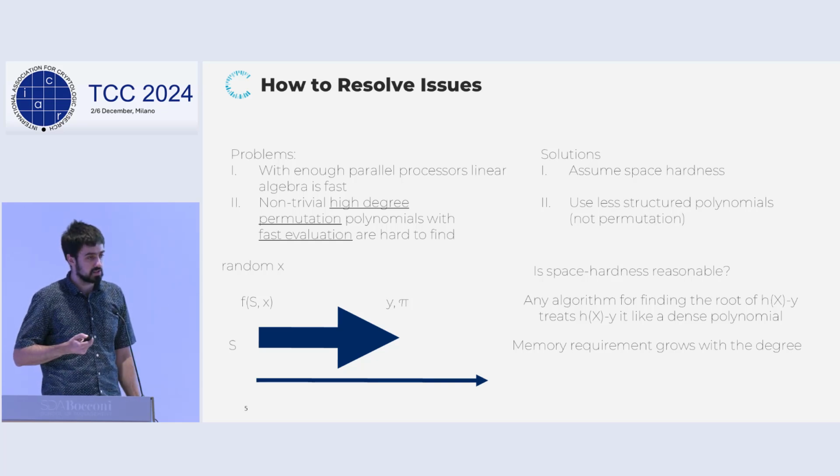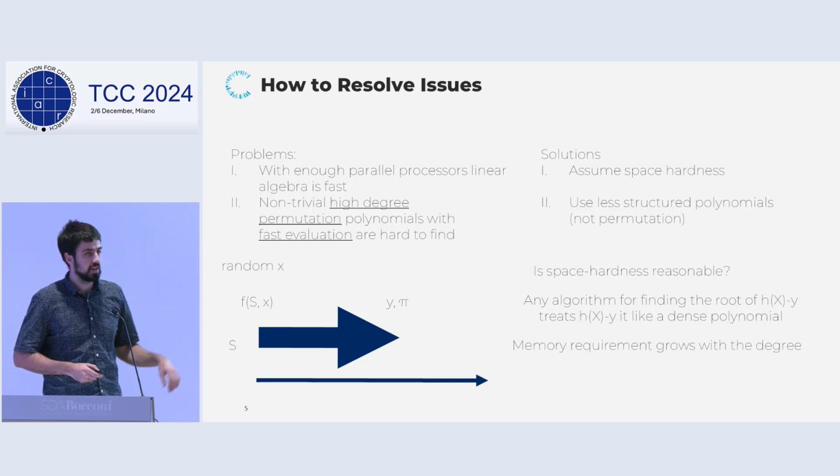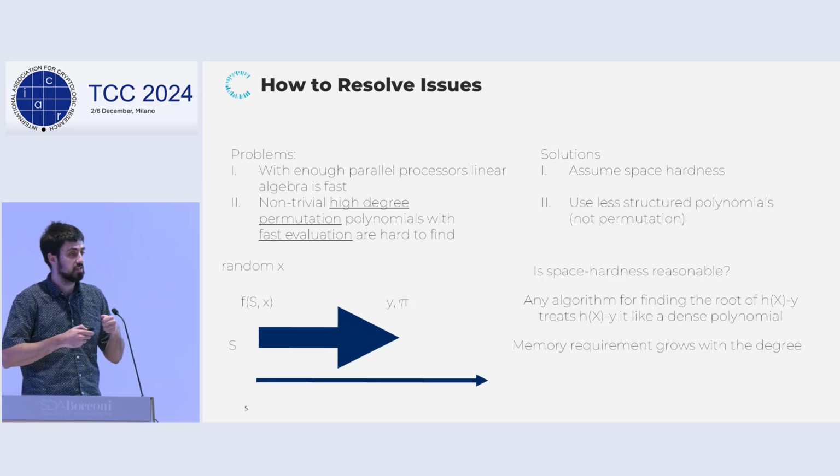Any algorithm that we found is just brute force trying, or it uses the polynomial in a way that it treats it as if it was dense, and if it does that, then essentially to represent the polynomial, you need the space to grow in the degree.